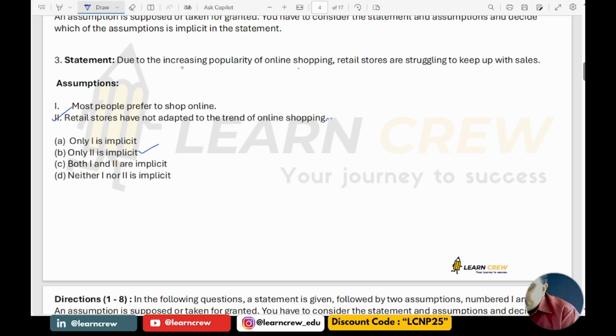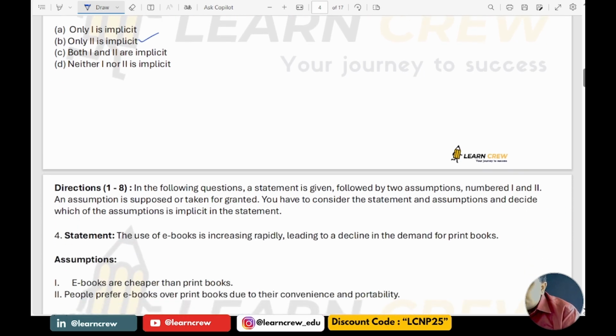The statement describes that the popularity of online shopping is increasing. So it is not assumed, we cannot say that most people are preferring online shopping. We cannot say. So that's the reason 2 is the implicit assumption on which the statement is based.